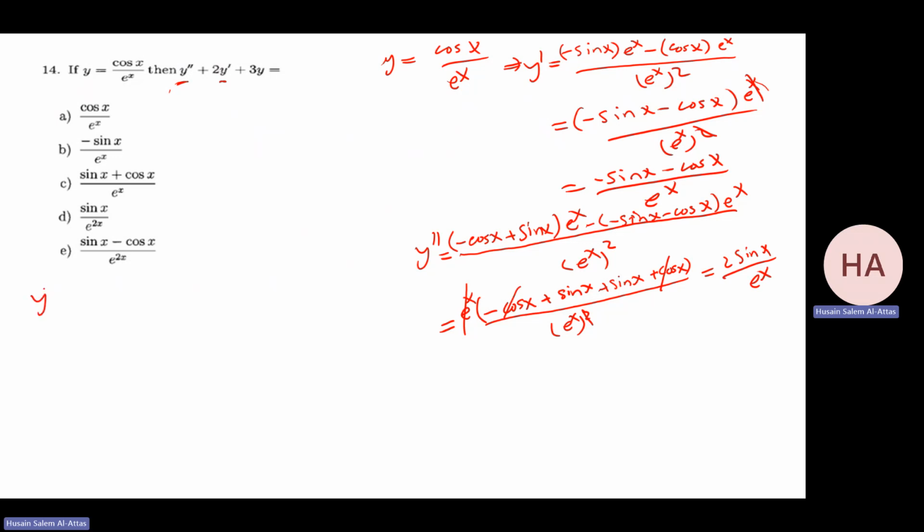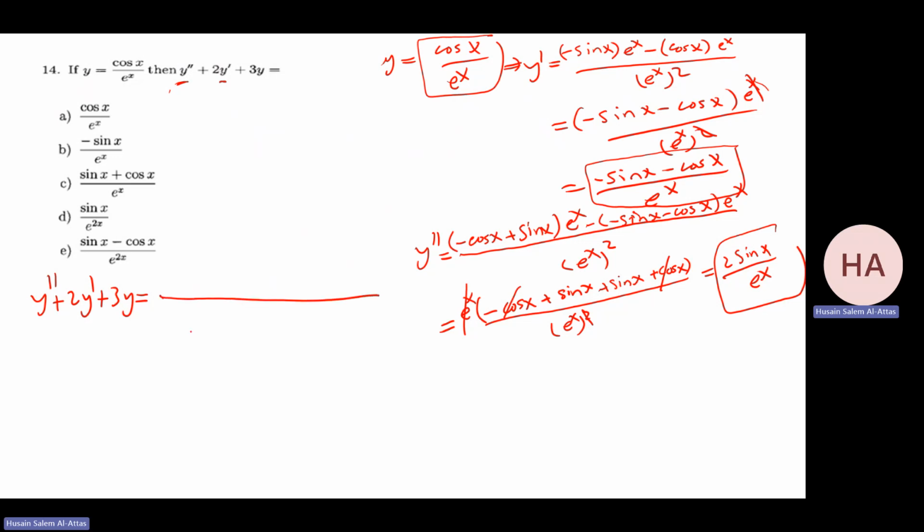Okay, that will lead us to y double prime plus 2y prime plus 3y equal to what? Y double prime, plug it in. Wow, very clear. I have all of them: this is y prime, and this is y. All of them over e to the power x. Y double prime times 1, so I have 2 sine x, 2 times this, so I have minus 2 sine x minus 2 cosine x, plus 3 times y. So this is cancelled. I have 3 minus 2, which is cosine x over e to the power x, which is this one.